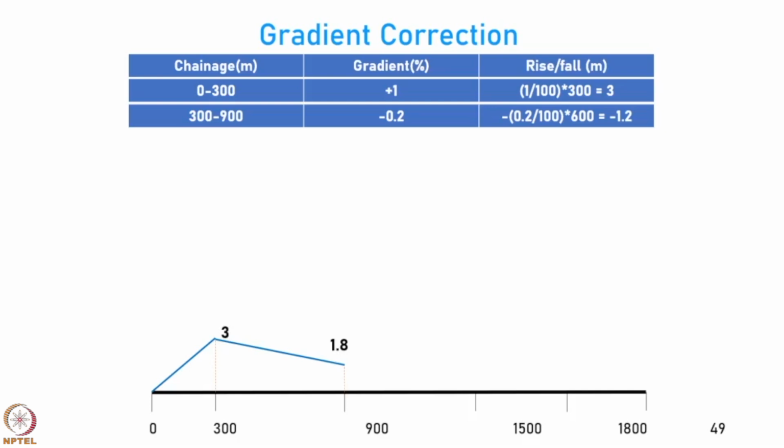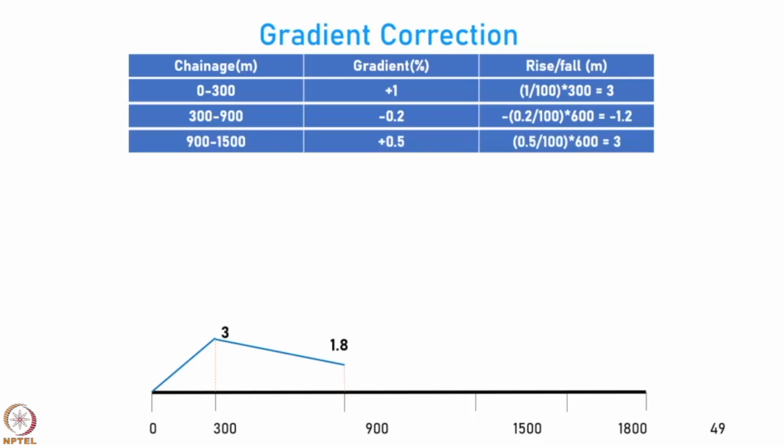Okay. So, the runway was 3 meters high at the end of 300 meters on an average. It has come down to 1.8 meters at the height of 900. Then the next one is 900 to 1500, the runway is having a gradient of plus 0.5%, that translates to 3 meters. So, 1.8 has now to be increased by 3, so it will become 4.8 meters. Now, runway is on an average 4.8 meters high at that point.